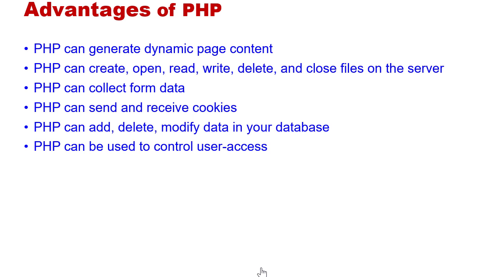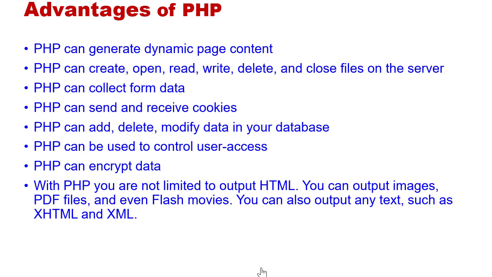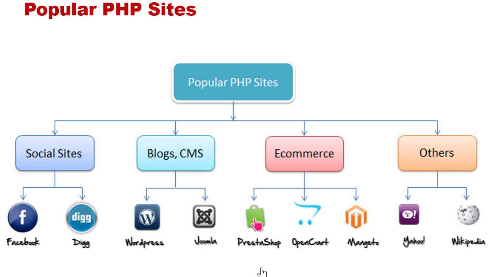It can be used to control user access. It can be used to encrypt data. With PHP, you are not limited to output HTML. You can output images, PDF files, even Flash movies. You can also output any text such as HTML and XML. These are some popular PHP sites. As you can see, many popular websites are using the PHP platform.